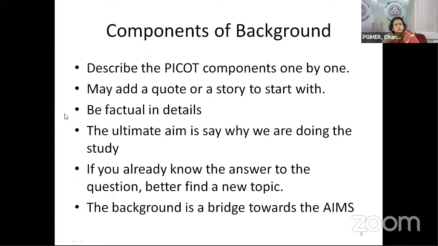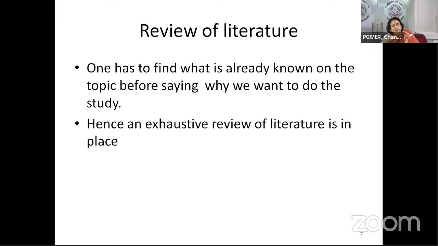So the background is actually a bridge towards the aims. Aims means aims and objectives for a particular research protocol. Because the next thing which you write after you've written the background, is what you want to do. What is the aim of your study? So you should be very explicit about that particular aim. So in review of literature, one has to find what is already known on the topic before saying why we want to do the study. Hence, an exhaustive review of literature is in place.